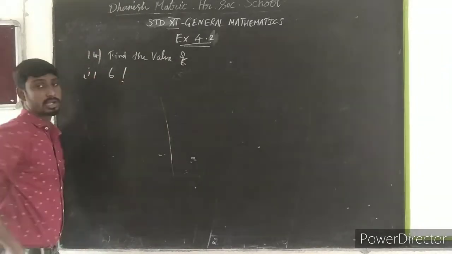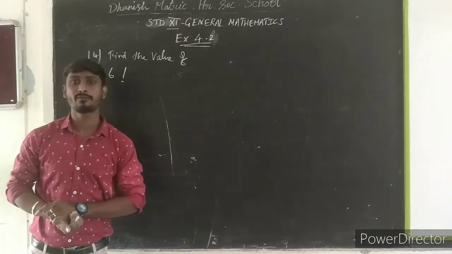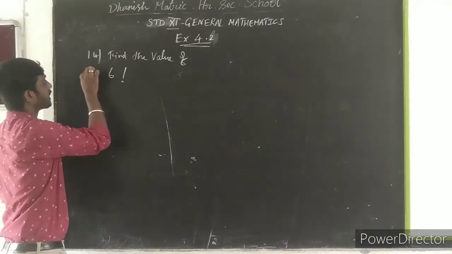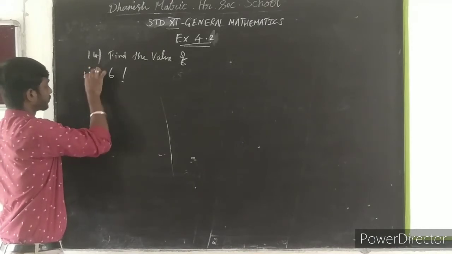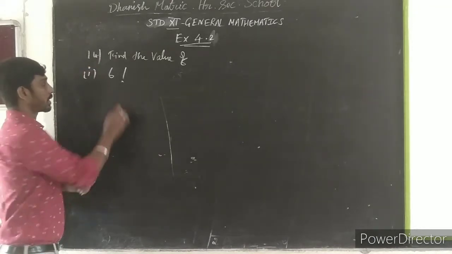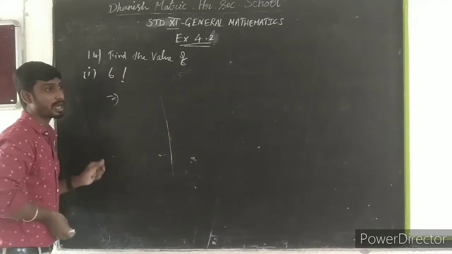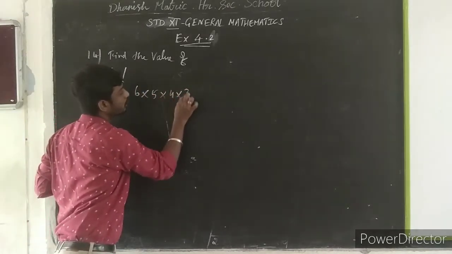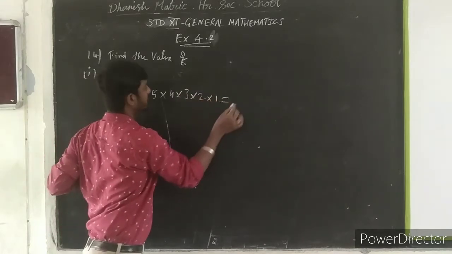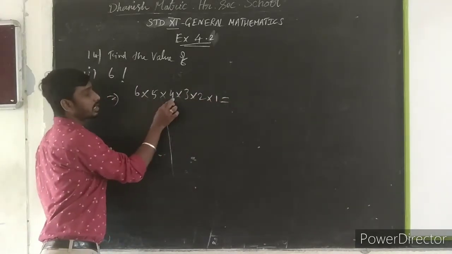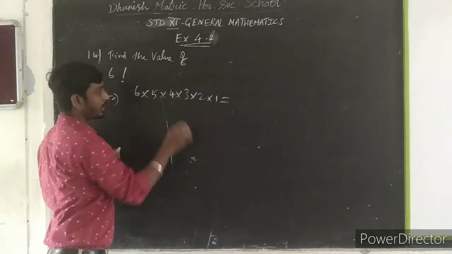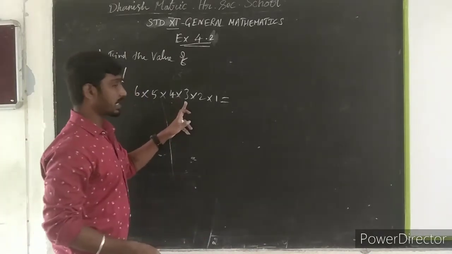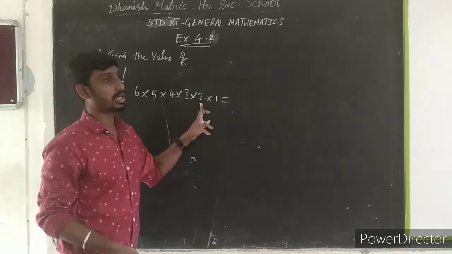6 factorial. So you very well know what factorial means. What is meant by factorial? This is simply also written in descending order. So listen here, in descending order you are going to multiply. So that is 6 into 5 into 4 into 3 into 2 into 1. 6 5s are 30, 30 into 4 that will be 120, 120 into 3 that will be 360, 360 into 2 that is 720.